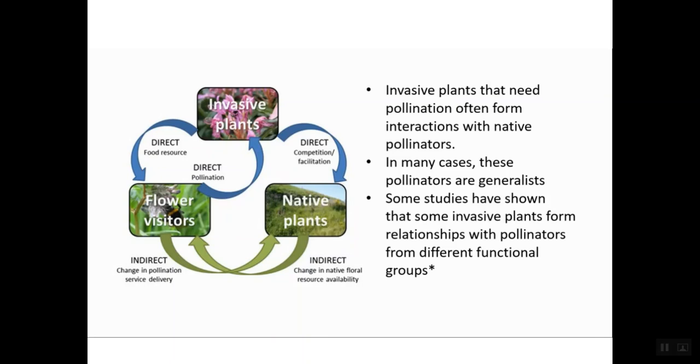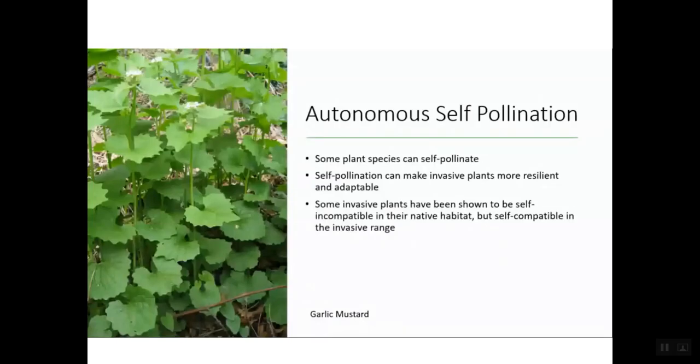Some studies have actually shown that invasive plants will form relationships with pollinators from different functional groups. I forget what the plant was, but there are some plants that will be pollinated by birds in one part of the world, but by insects in another part of the world. So you can see it's pretty difficult to actually study this.